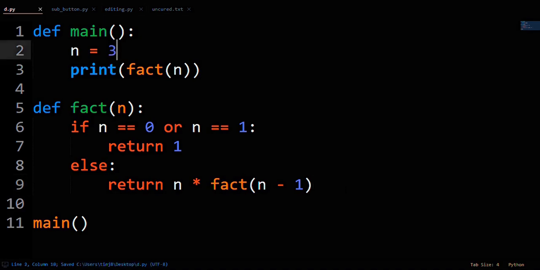3 factorial is as high as I'll explain for this video. It calculates 3 factorial by saying, do 3 times whatever 2 factorial is. That calculation is stored on the stack while the program calculates 2 factorial.